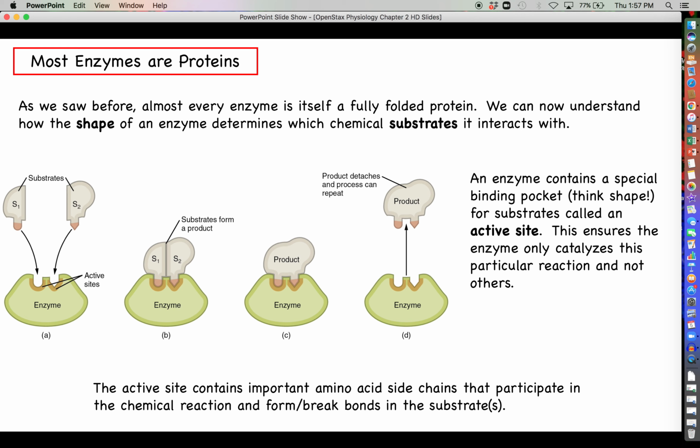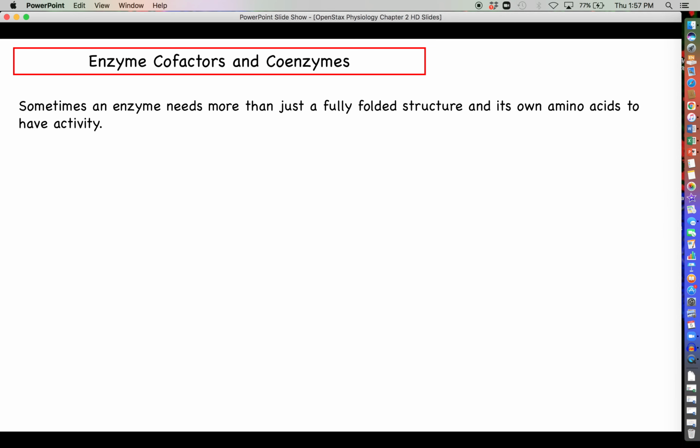And then another thing to at least be aware of here is that in the active site, the reason why enzymes can catalyze reactions is that particular amino acid side chains are sticking into the active site, and those side chains can themselves participate in the chemical reaction, whether it's breaking bonds or forming stabilizing intermediates. Ultimately, that is how the enzyme reduces the activation energy and speeds the reaction up.